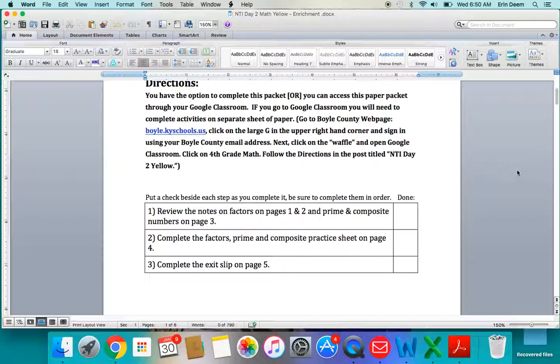Number 1, review the notes on factors on pages 1 and 2 and prime and composite numbers on page 3. Number 2, complete the factors, prime and composite practice sheet on page 4. Number 3, complete the exit slip on page 5.